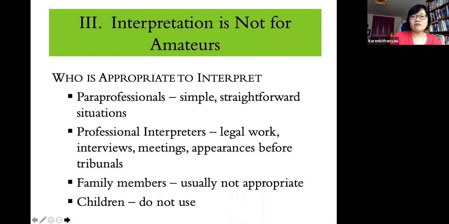If interpretation is not for amateurs, who should be doing interpretation? In my assessment, paraprofessionals are only appropriate for very simple, straightforward situations, like scheduling an appointment for you with the client. In almost all legal work, a professional interpreter is needed. Interviews, meetings, particularly appearances before tribunals. Family members are rarely, if ever, appropriate, and children must never be used for interpretation.